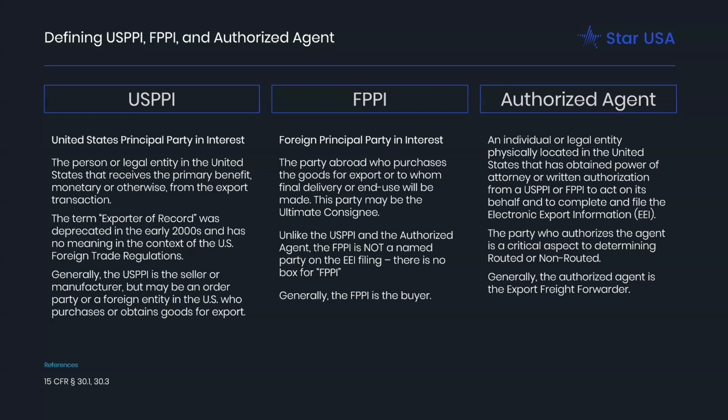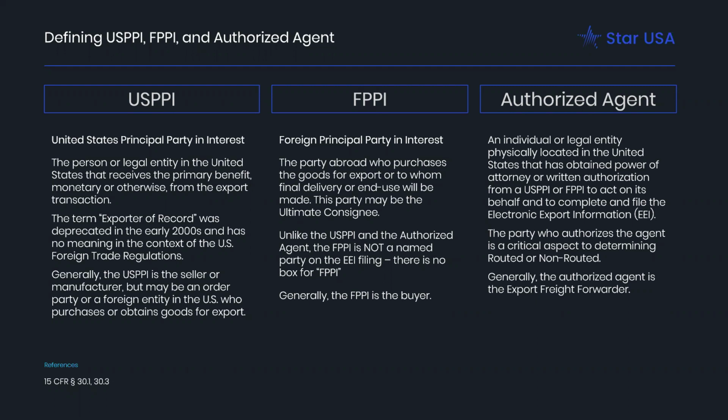And then the last party that has responsibilities under the foreign trade regulations, spelled out responsibilities, is the authorized agent. And the authorized agent is an individual or legal entity physically located in the US that has the power of attorney or written authorization from one of the PPIs to act on its behalf and file the EEI.